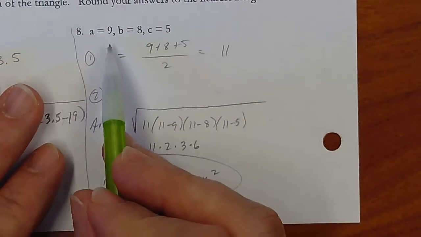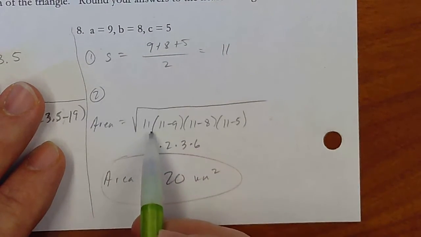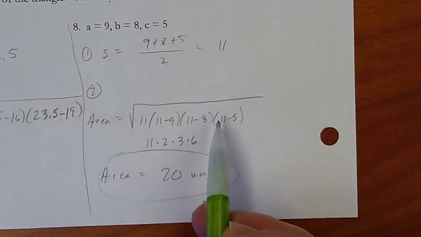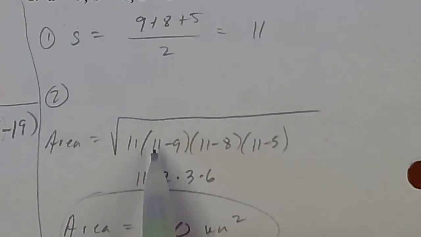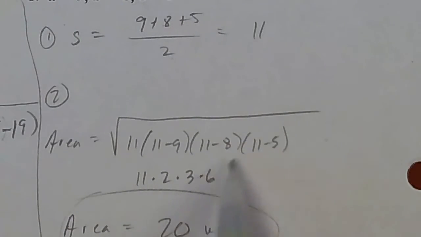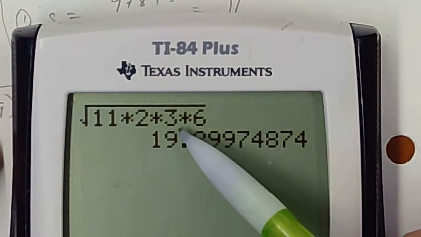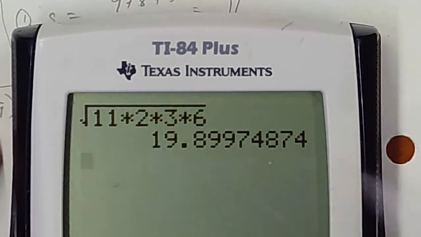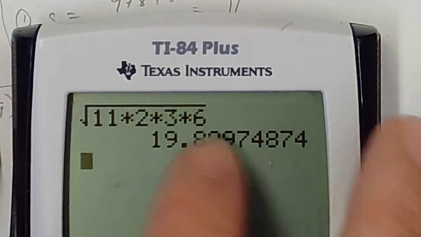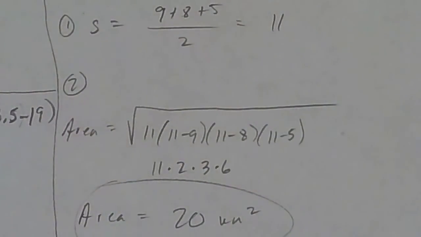All right, so the half perimeter, we get 11. Okay, and then here's the setup. Now you go to the calculator, you might want to trust yourself on some mental math. That way you don't have to punch as much in. This is just going to be 2 and 3 and 6, so I'm just taking the square root of the product of those 4 numbers. Okay, so they said the nearest whole number, so 20 units squared is our area.